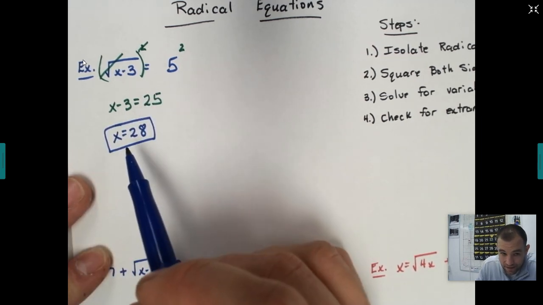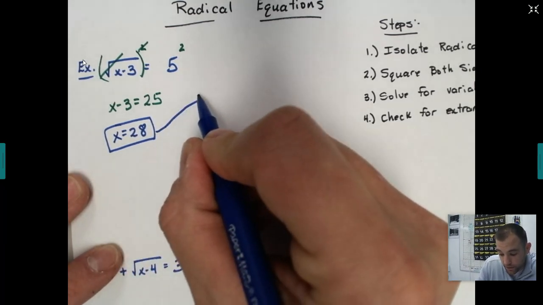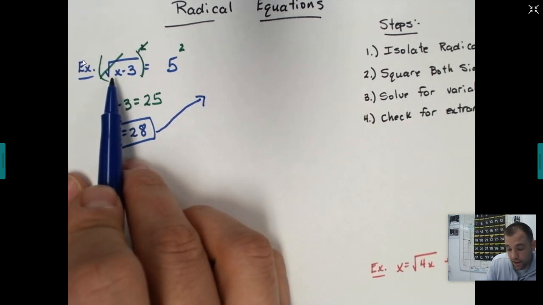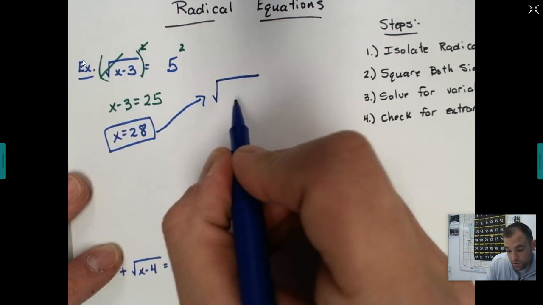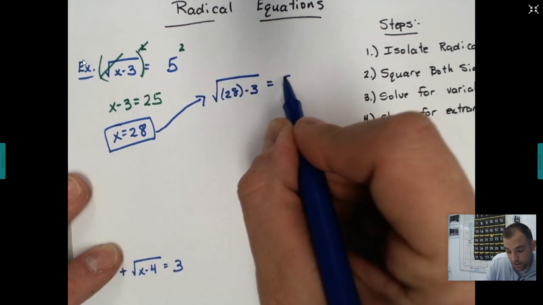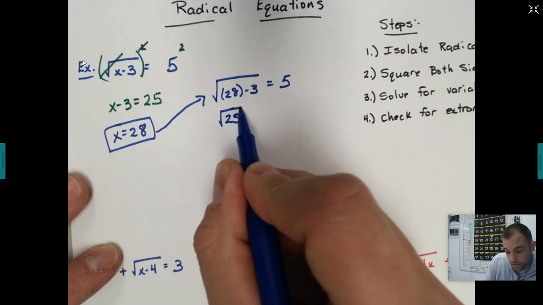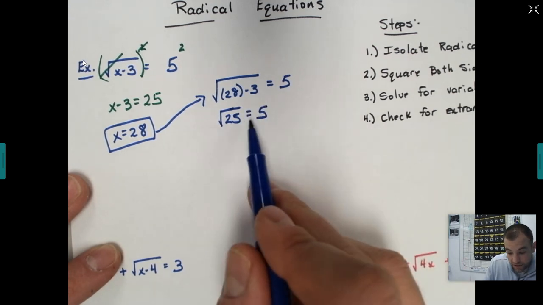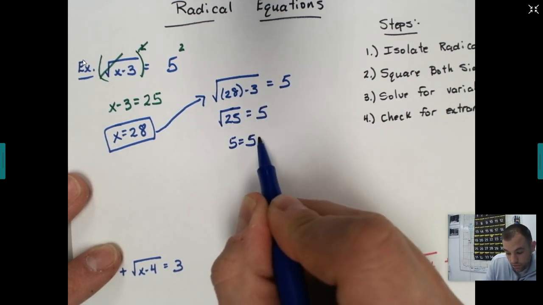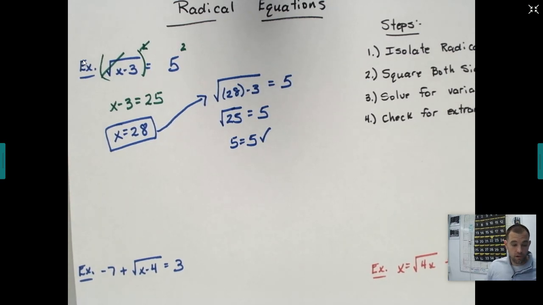Now that's what I got. That doesn't necessarily mean that it is going to work, right? So I have to take that 28 and plug it back in for x in my problem. So the square root of 28 minus 3 equals 5. Let's see if that works. 28 minus 3 is 25. The square root of 25 does equal 5. So this one works. So my answer to this problem is 28. Okay, you'll see an example here in a minute where they're not all going to work. All right? Okay, we got 2 left.